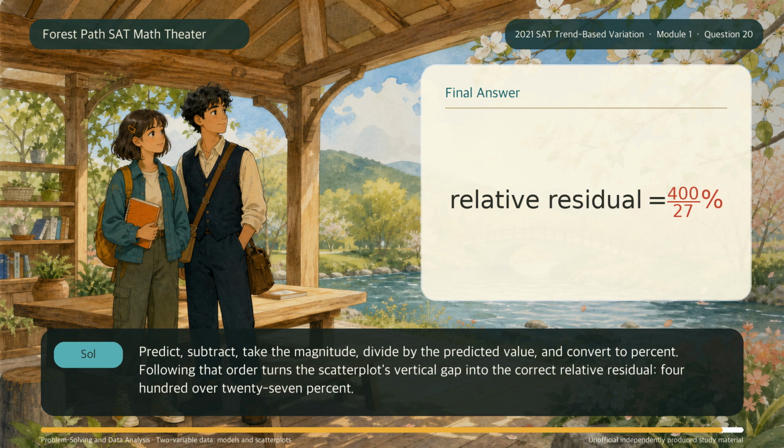Predict, subtract, take the magnitude, divide by the predicted value, and convert to percent. Following that order turns the scatterplot's vertical gap into the correct relative residual, 400 over 27%.